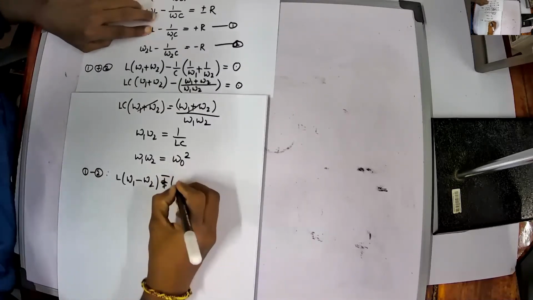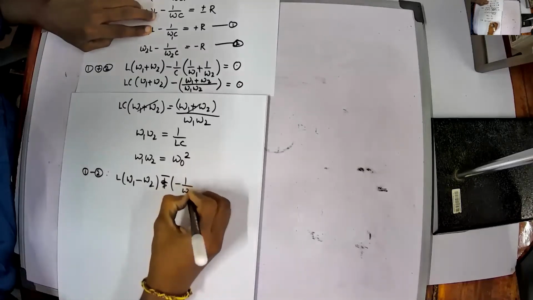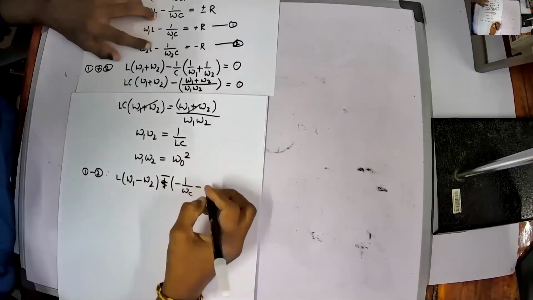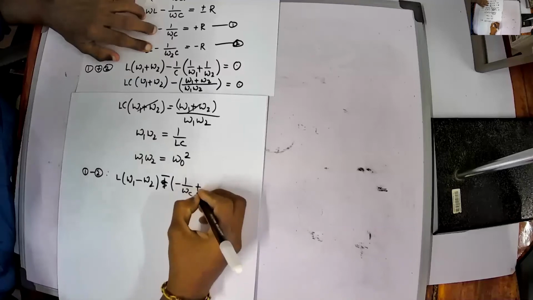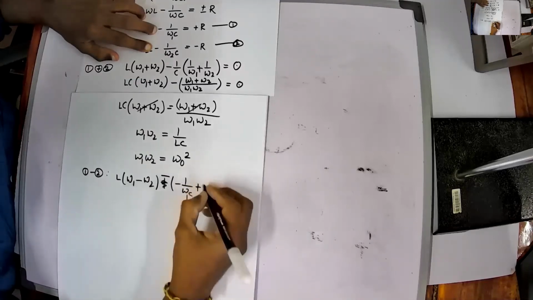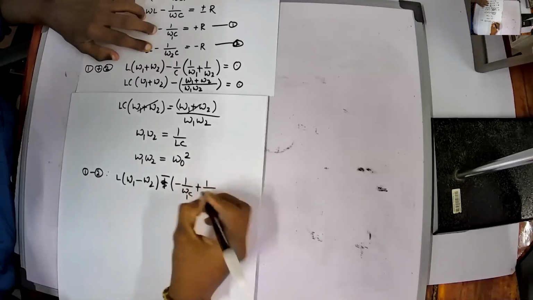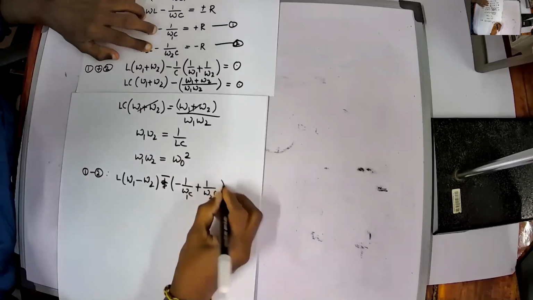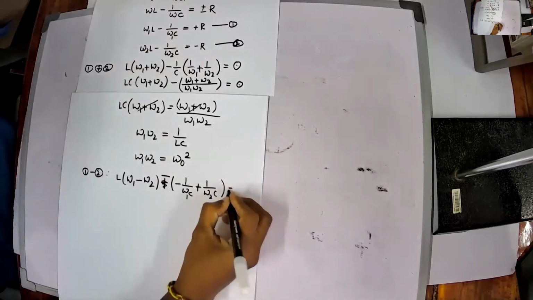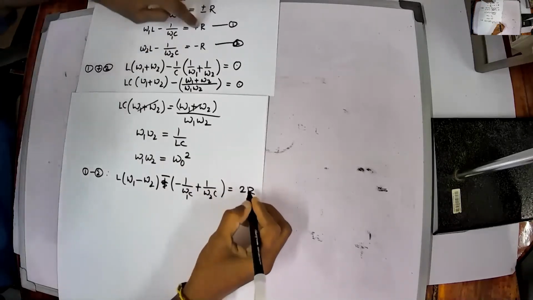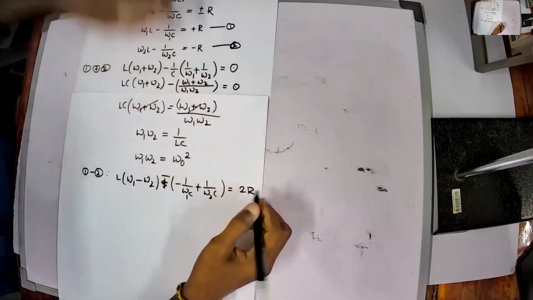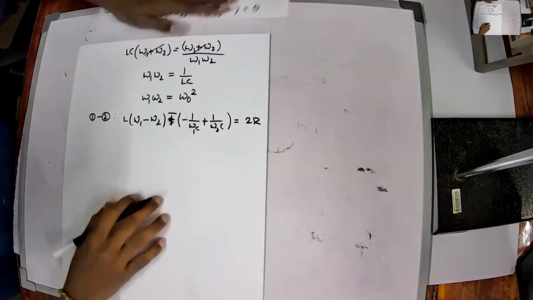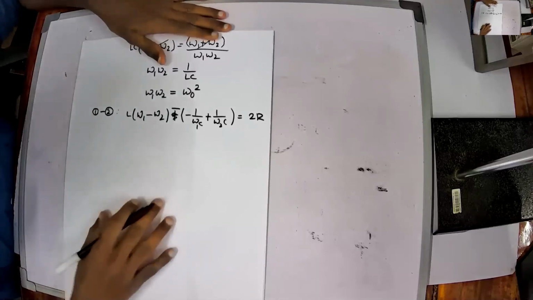So minus 1 over omega 1 C minus this one, so this will become plus 1 over omega 2 C, right? Which is equal to 2R. R minus minus R becomes 2R, right? Now we can solve it.